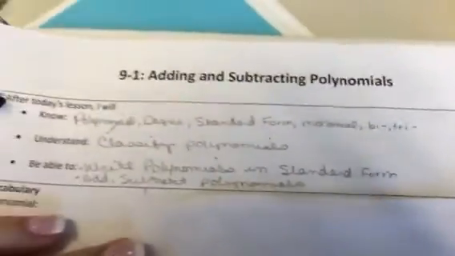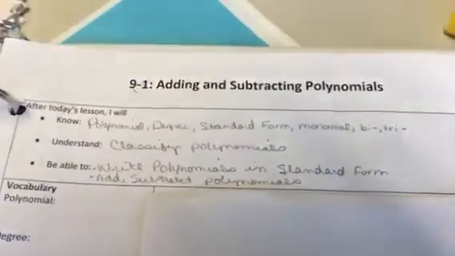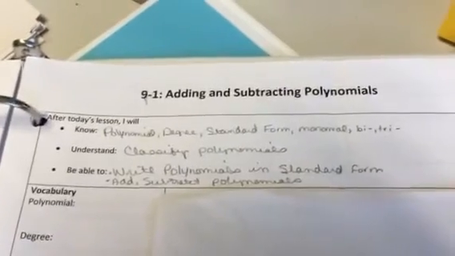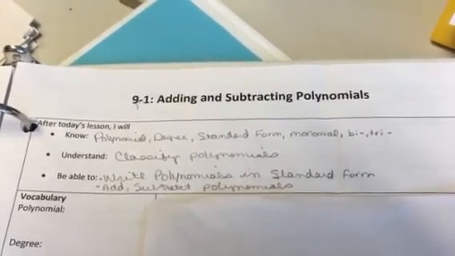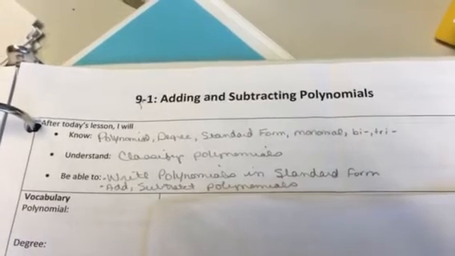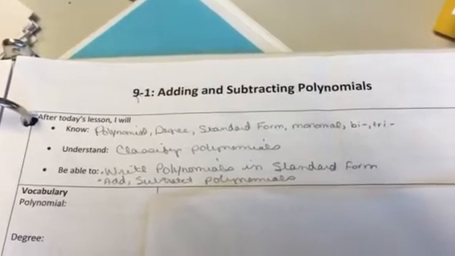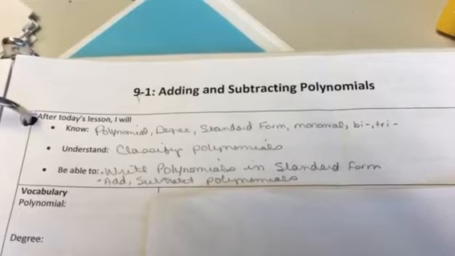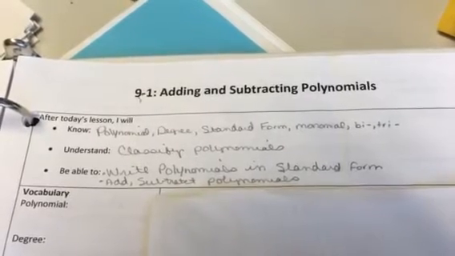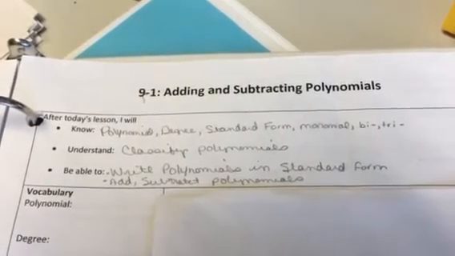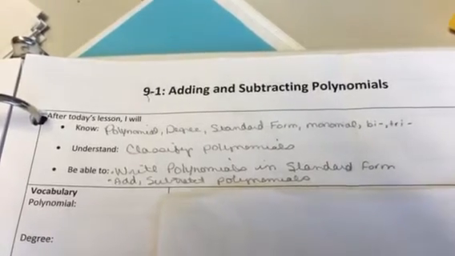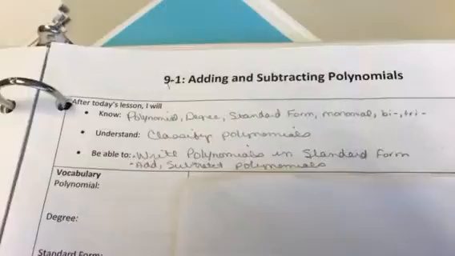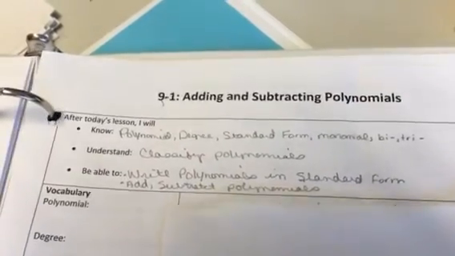You're also going to need to know the definition of degree, standard form, monomial, binomial, and trinomial. You're going to need to understand how to classify polynomials. Then you'll need to be able to write polynomials in standard form and also be able to add and subtract polynomials. So you want to pause and write those down. Okay, let's go ahead and go over what the definition of polynomial is.